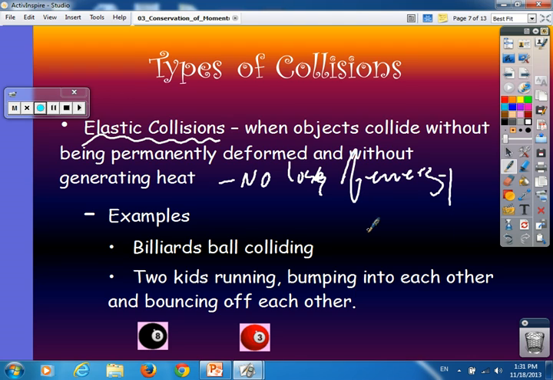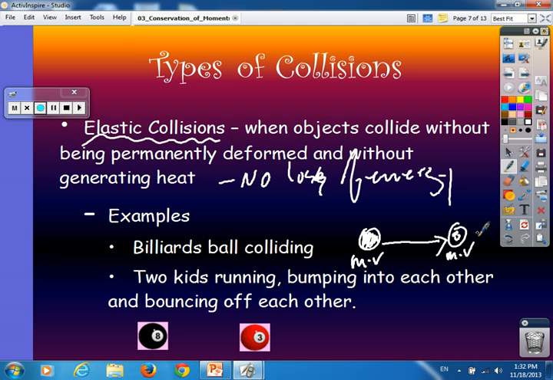Two billiard balls colliding, right? You got the cue ball rolling into an 8 ball. You got a mass and velocity here and a mass and velocity here. You can think of bumper cars. Go to the bumper cars at the fair. Your older brother and sister probably be gunning for you. Why? Well, they like colliding. All of their momentum gets transferred to you if it's a nice good hit. Two kids running, bumping into each other. They bounce off of each other.